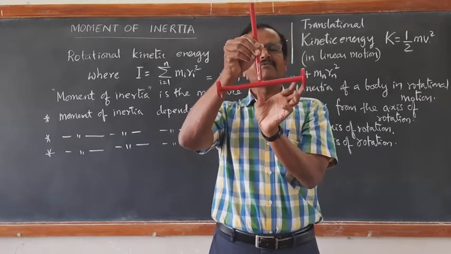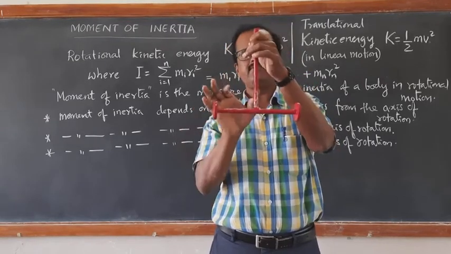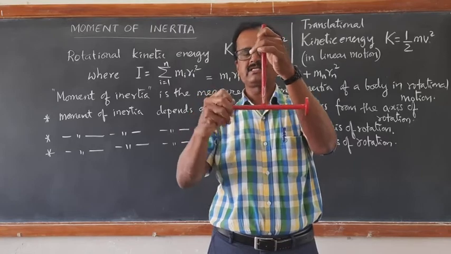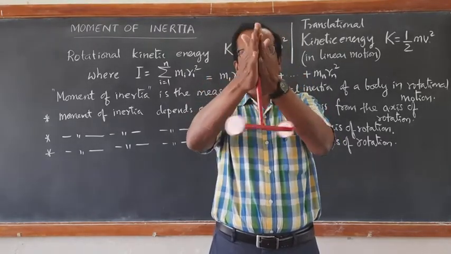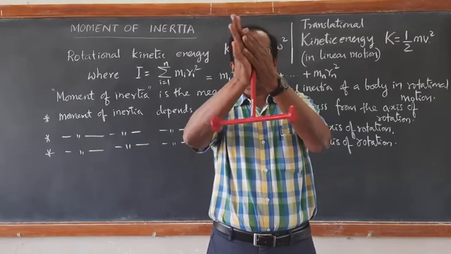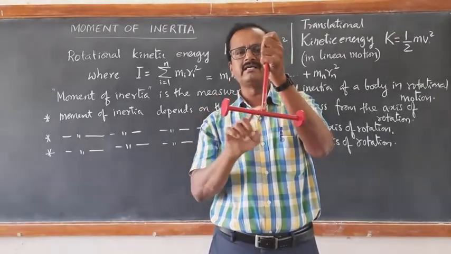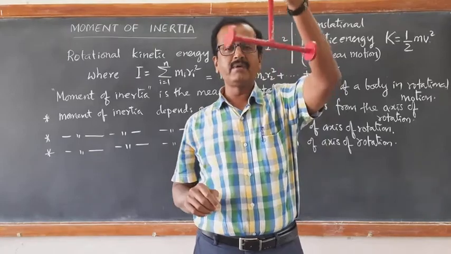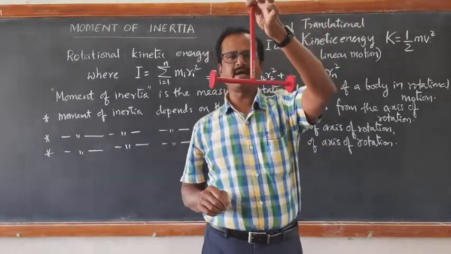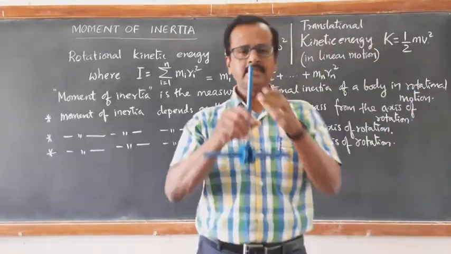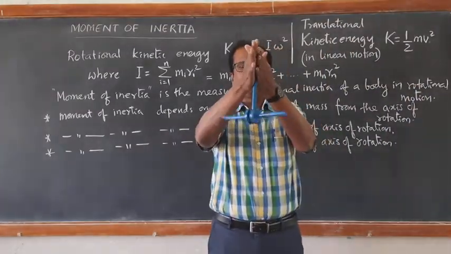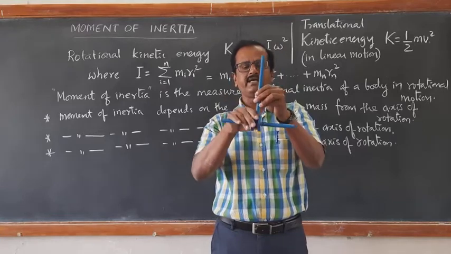It is nearly 15 centimeters from the center, from the axis of rotation. These discs are fixed away. Therefore, it is difficult to rotate it. Since the masses are at a longer distance from the axis of rotation, the moment of inertia of this apparatus is more.